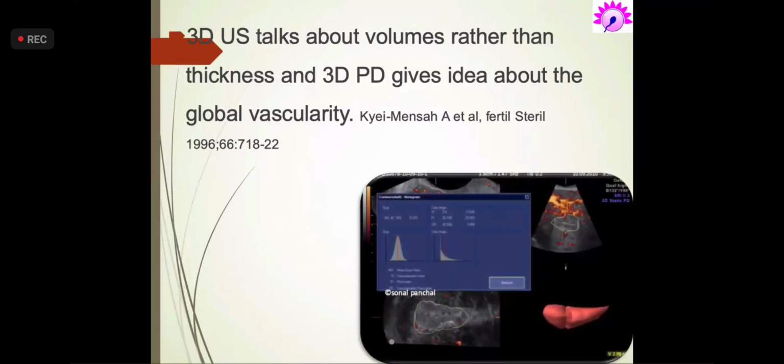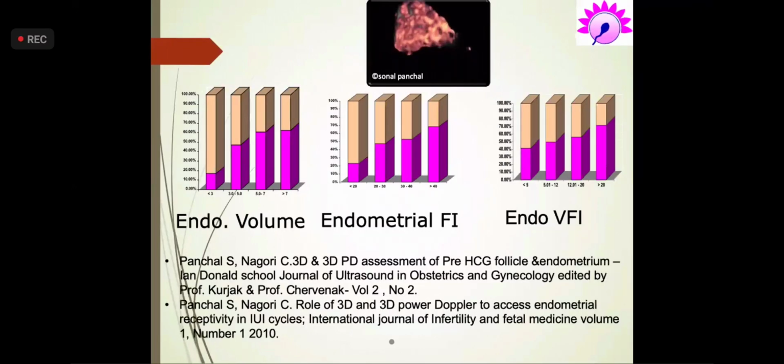3D is especially important, the volume is especially important, in cases where the endometrium is persistently thin, the uterus is very long, or the endometrium is thick but the uterus is short. Apart from the endometrial volume, minimum 3 cc in our study, it was endometrial FI at least 20, endometrial VFI at least 5, which were considered to be essential according to the same study of ours, which I described for the follicle.